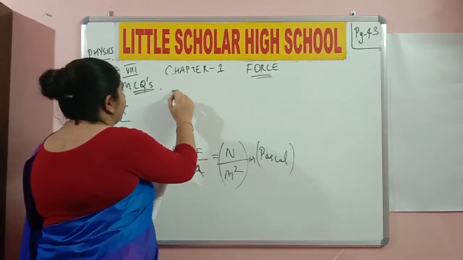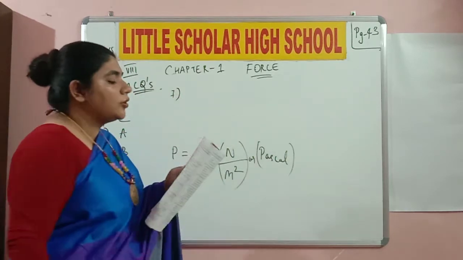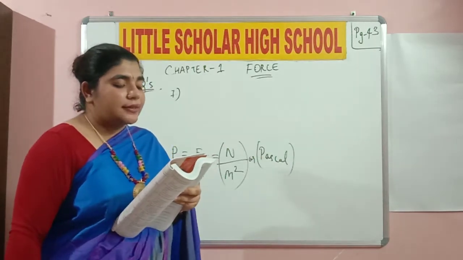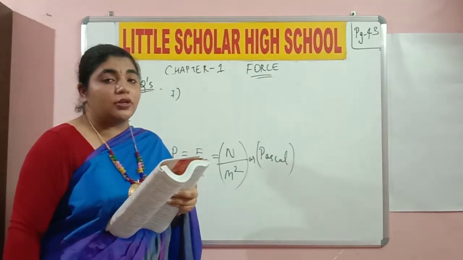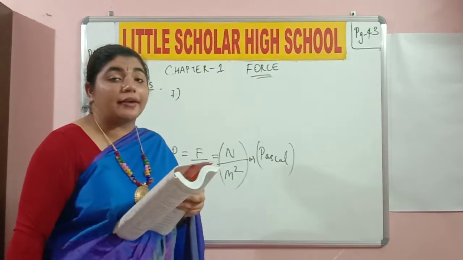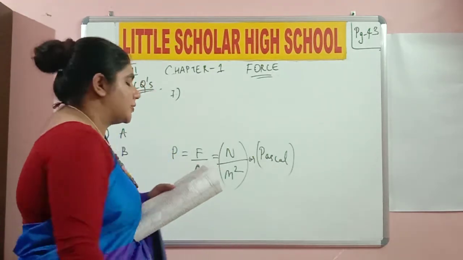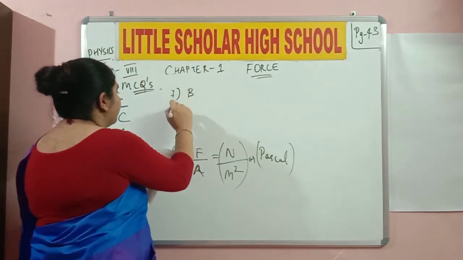Seventh one, non-contact force. Look at the options. Muscular force, magnetic force, normal, friction. Muscular, yes, you have to be in contact. Magnetic, no, there is no need of any contact. It is an example of forces at a distance. So option B, there we go.